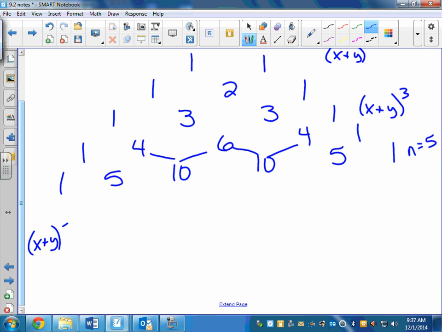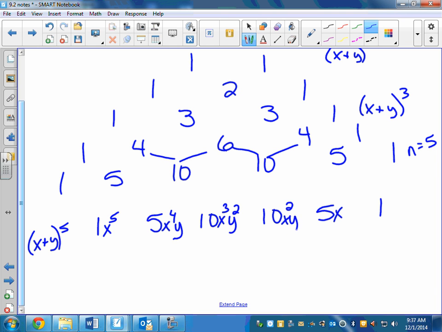X plus y to the 5th. The coefficients are 1, 5, 10, 10, 5, 1. Go all at once. But x starts with n, and it just goes down by 1. So x to the 4th, x to the 3rd, x squared, and x. The y you can start this way and count back, or I just always start here. No y, 1 y, 2 y's, 3 y's, 4 y's, 5 y's.